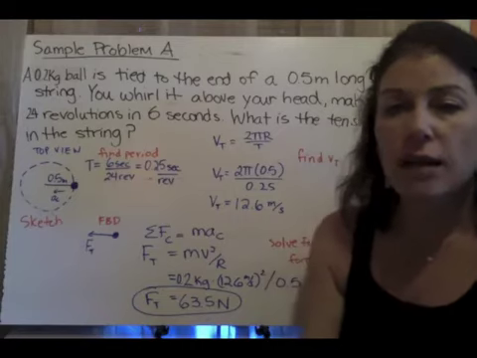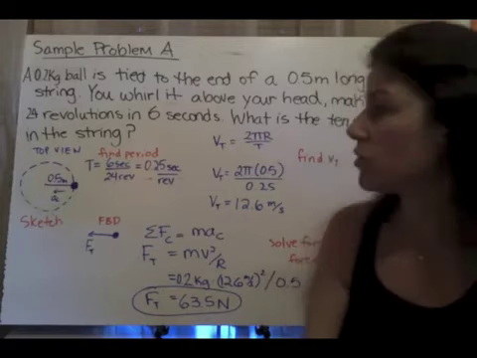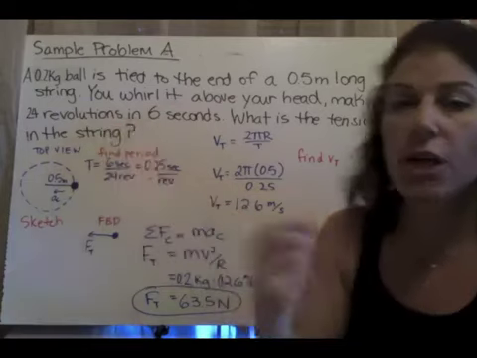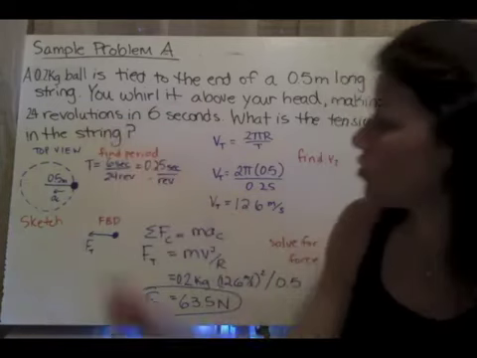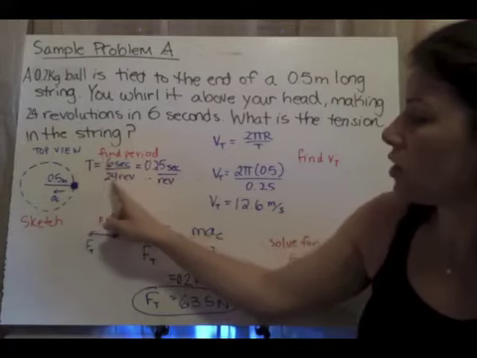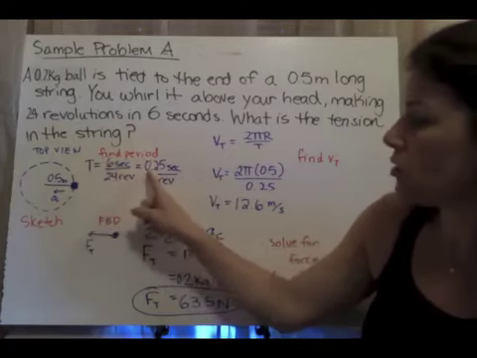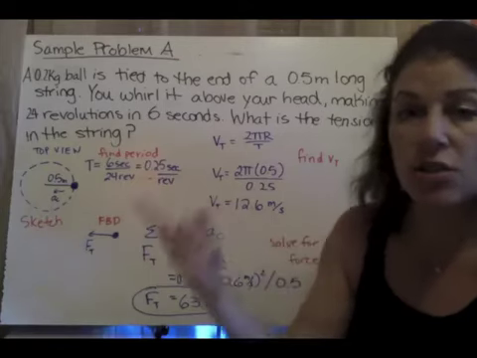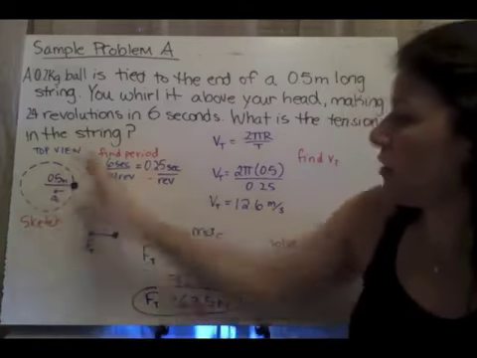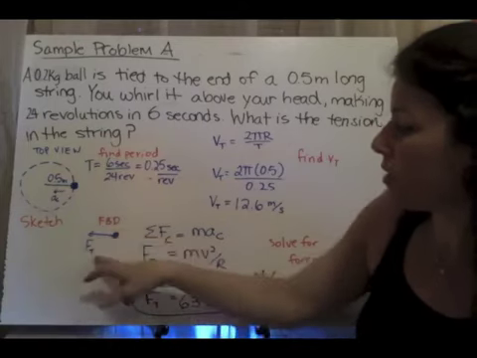So 6 seconds to make 24 revolutions. These are 24 circumferences in 6 seconds, but a period is just 1. So to find the period, you do 6 seconds over 24 revolutions, which tells you a quarter of a second per rotation. That's the period. So here's my little sketch. Here I found the period. I drew my little free body diagram.